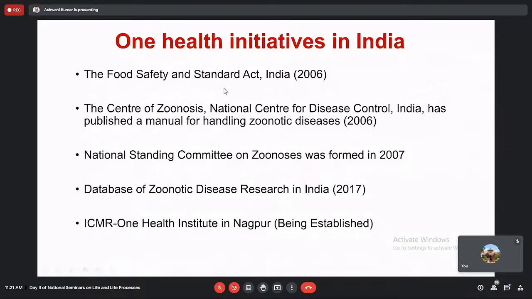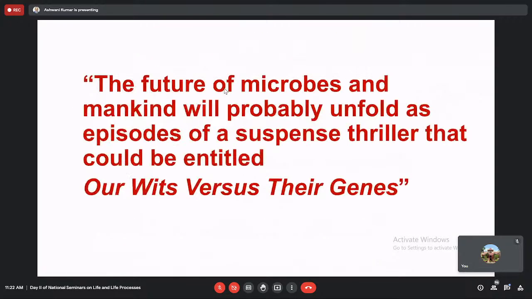So what is the One Health initiative in India? What's being done here? India has enacted the Food Safety and Standards Act in 2006. The Center of Zoonosis, National Center for Disease Control, has published a manual on handling of zoonotic diseases in 2006. National Standing Committee on Zoonosis was formed in 2007, and a database of zoonotic disease research was prepared in 2017, and ICMR is currently establishing a center of One Health in Nagpur in Maharashtra.